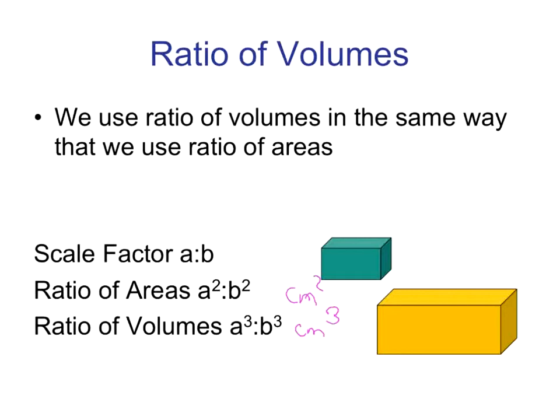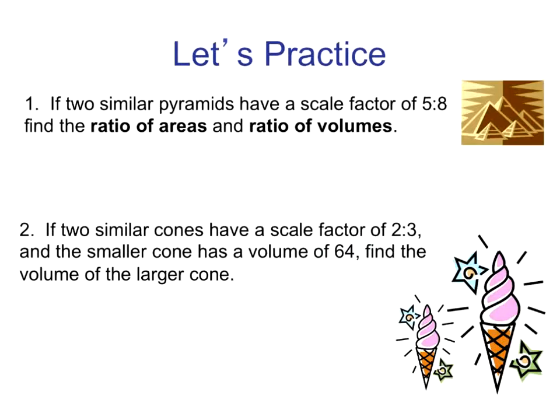So let's talk about how we're going to use these now. We're going to practice. Number one, if two similar pyramids have a scale factor of 5 to 8, what's the ratio of their areas? What's the ratio of their volumes? So this time I'm going to have an S column, an A column. Guess what my last column is going to be? A V. Add this to your notes. So above my S is going to go 5 to 8.